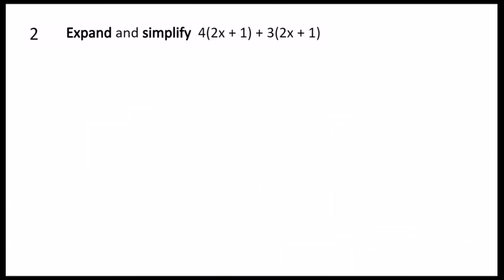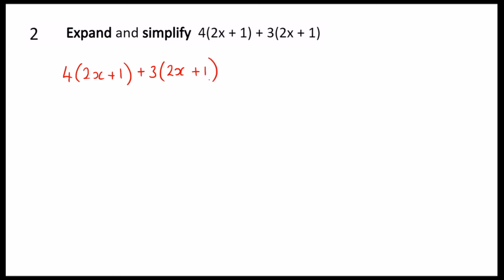Question 2 will always ask you to expand and simplify some brackets. In order to do this, we need to know two things. First of all, how to expand the brackets, and secondly, how to collect the like terms together at the end and simplify this answer. I'm going to start by writing the question out again. So we have 4 lots of 2x plus 1, and we want to add to that 3 lots of 2x plus 1.